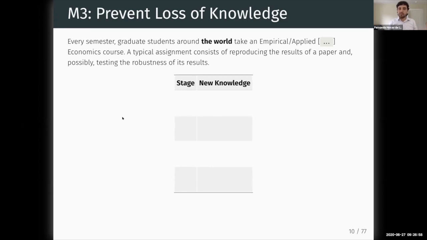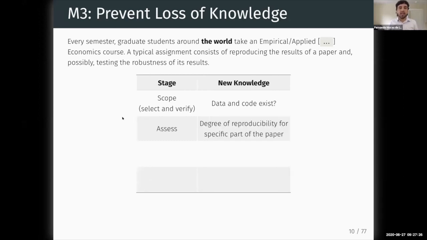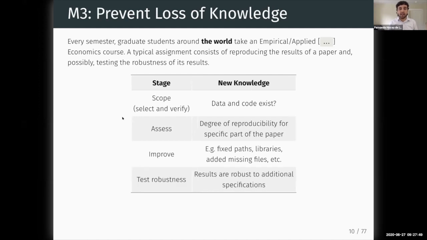Roughly, an exercise is going to have some stages. First, the student, the reproducer, will select and verify a paper, and will inspect quickly the paper to see if there is data and code. And they might discover that some of them have data, some of them don't have data, some of them have code, some of them don't have code. And that knowledge might not go recorded, particularly for the ones that they don't pursue later on. There's also the reproducer will assess in a subjective manner the degree of reproducibility of some parts of the paper. They might improve it. They might fix some paths, add some libraries, missing files. They might make the code more readable. They might add something to the current stage of the materials. And later on, they might test the robustness of these results to additional specifications.